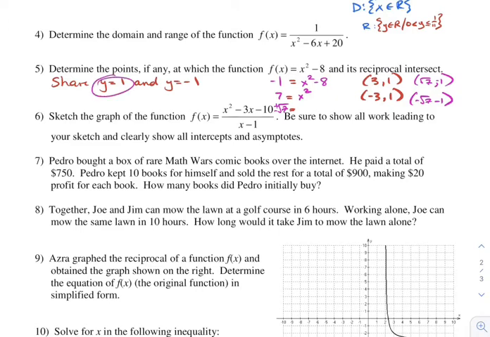So they only meet where y is equal to 1 or negative 1. Why? Because the reciprocal of 1 is 1 and the reciprocal of negative 1 is negative 1. Those are the only two numbers where the reciprocal is the same value. So those are where those ones would meet. Keep going along here.